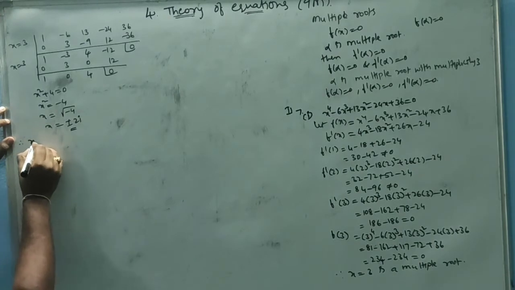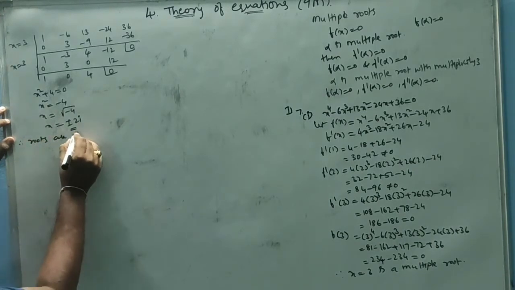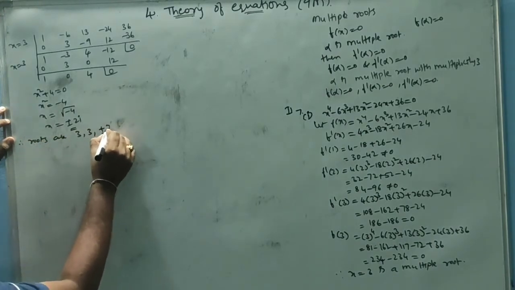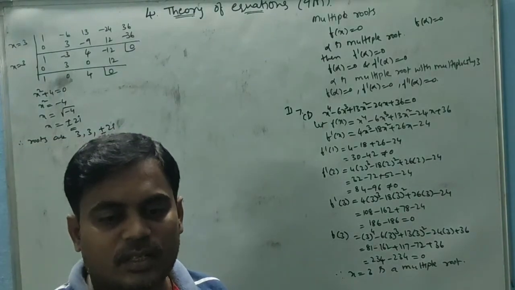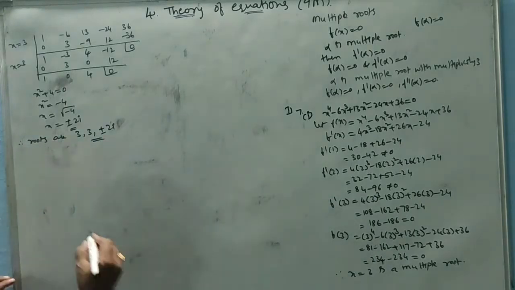Therefore roots are 3, plus or minus 2i. So this is the required solution. So next, second one, second equation.